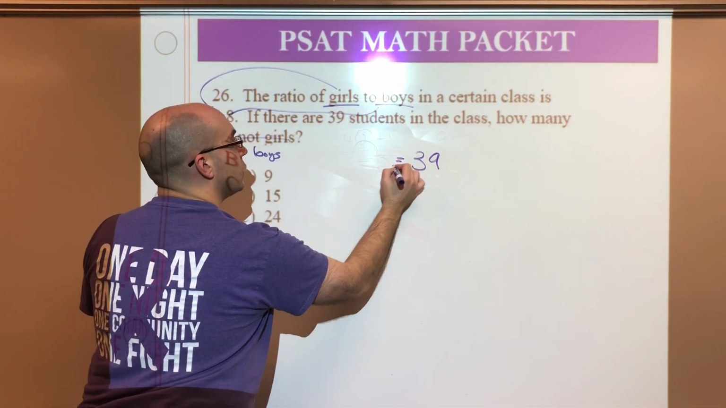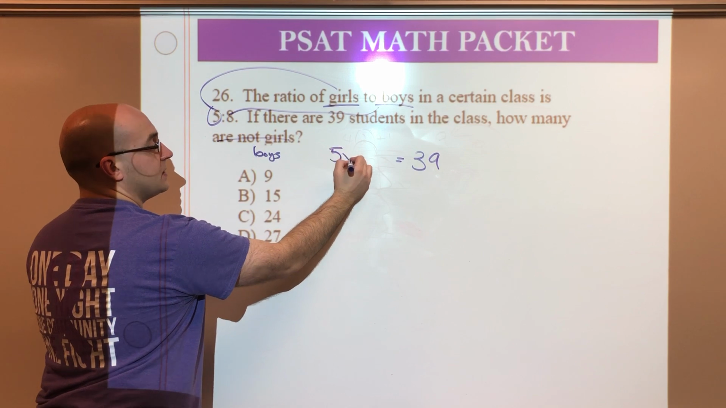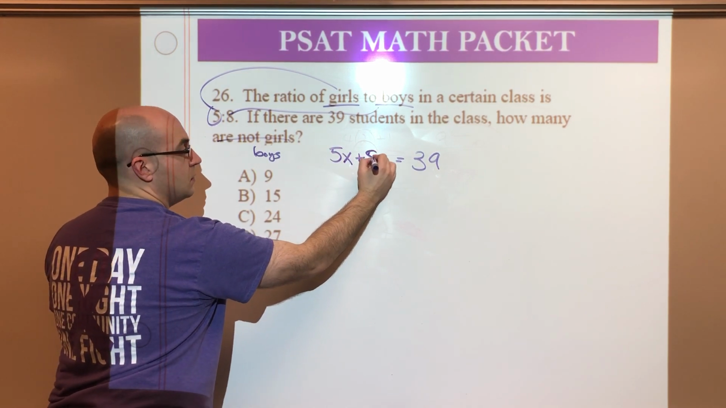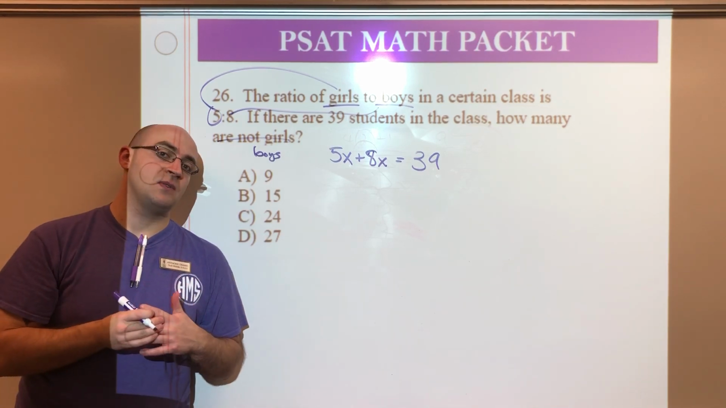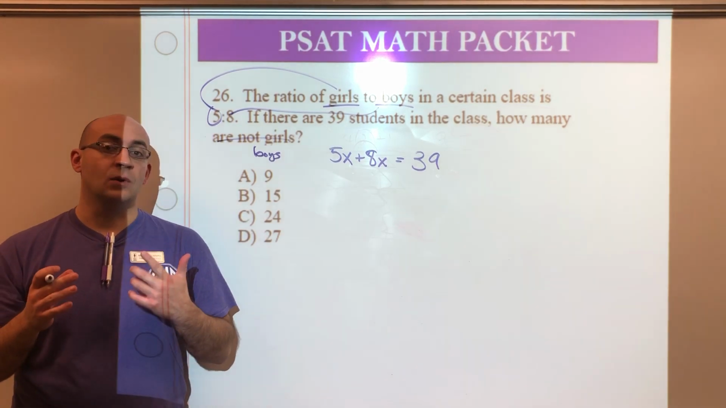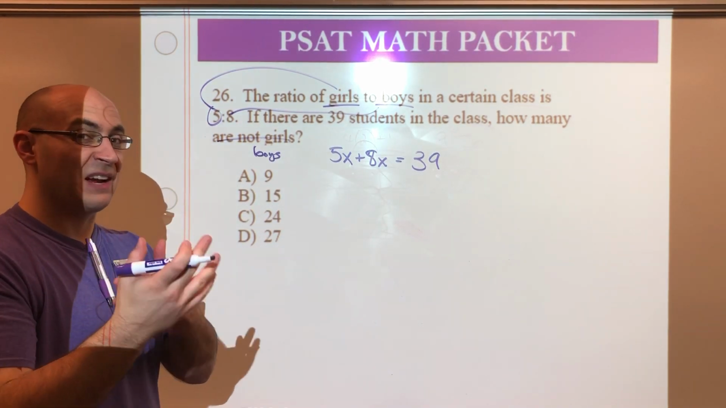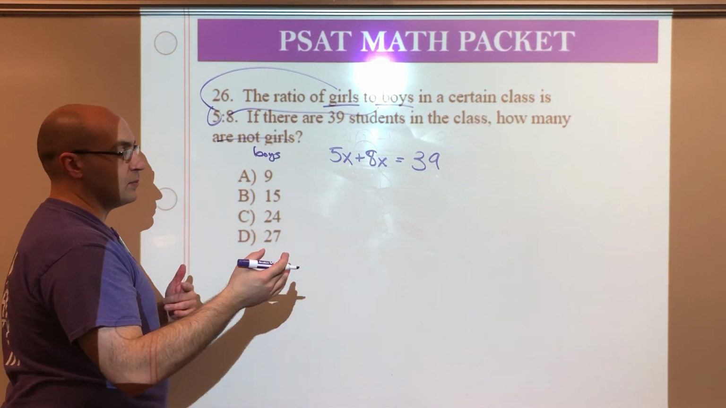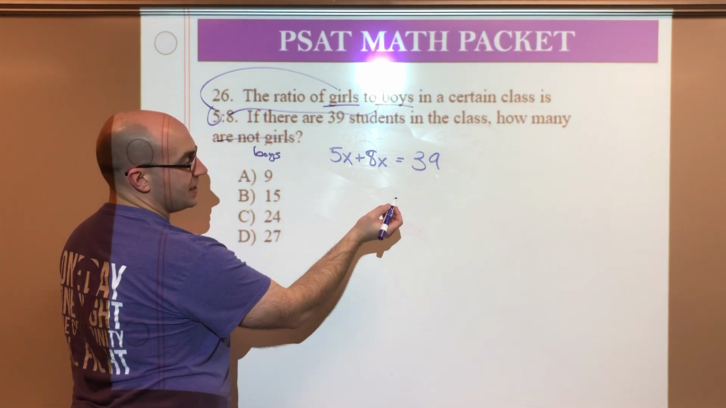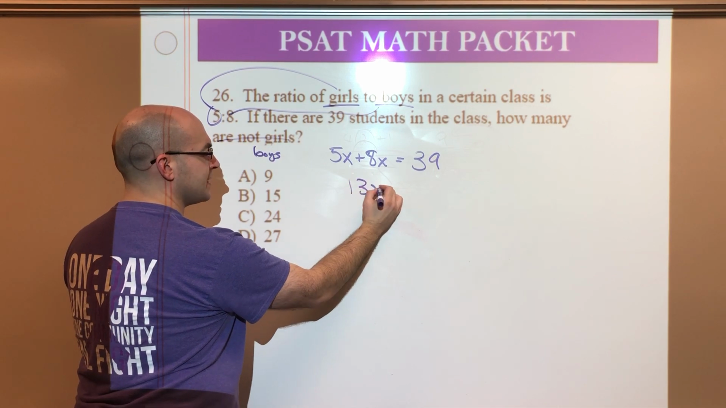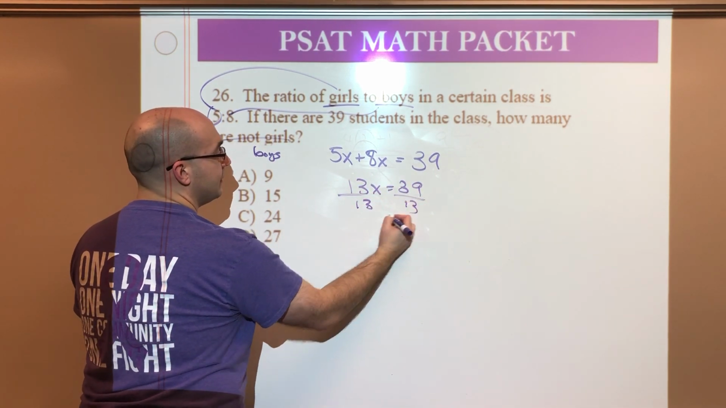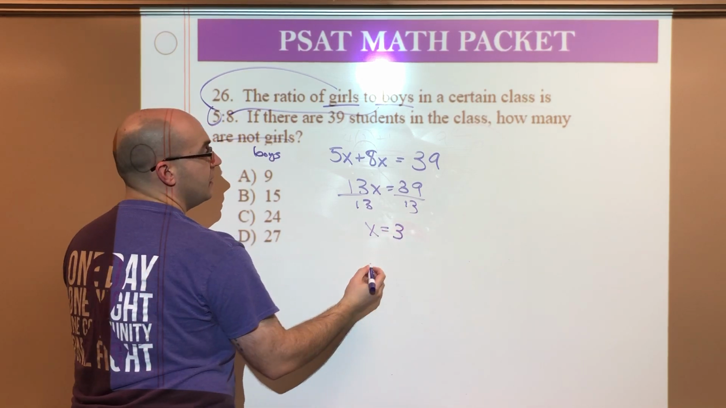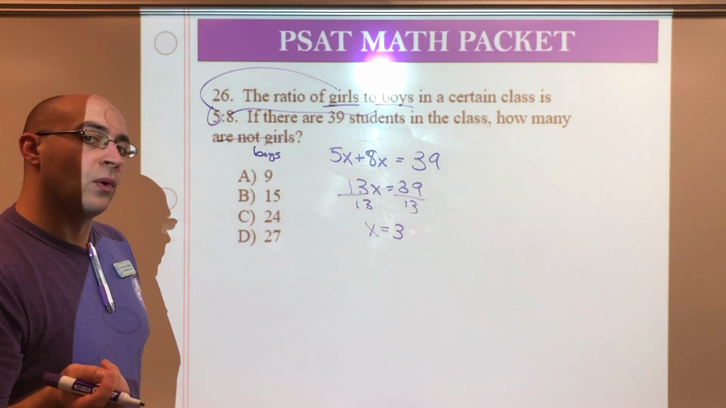The way a ratio works is very simply this. Put x values behind both numbers and add them together so you can find out how much x is, so you can start figuring out how many kids there are for girls and boys. So 5x plus 8x equals 39. That's 13x equals 39. Divide by 13 on both sides, and I get x equals 3. Okay, so x equaling 3 is really important here.